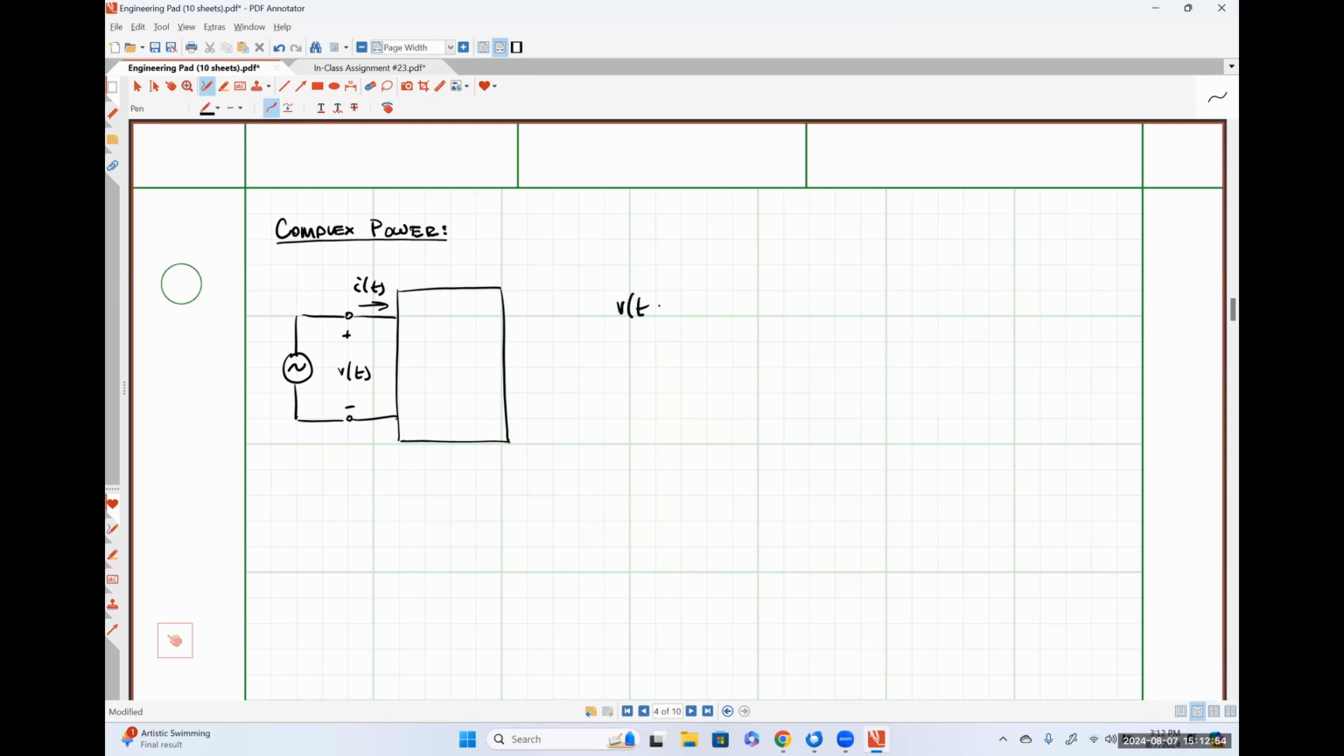Let's just say specifically here, V of t is Vm cosine omega t plus some phase angle theta v, and I of t is equal to Im cosine omega t plus theta I. We learned that the average power absorbed by this network was given by 1/2 Vm Im cosine theta v minus theta I.